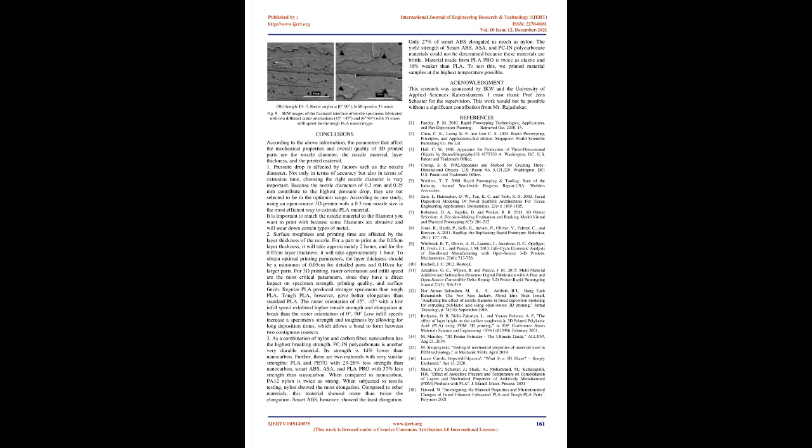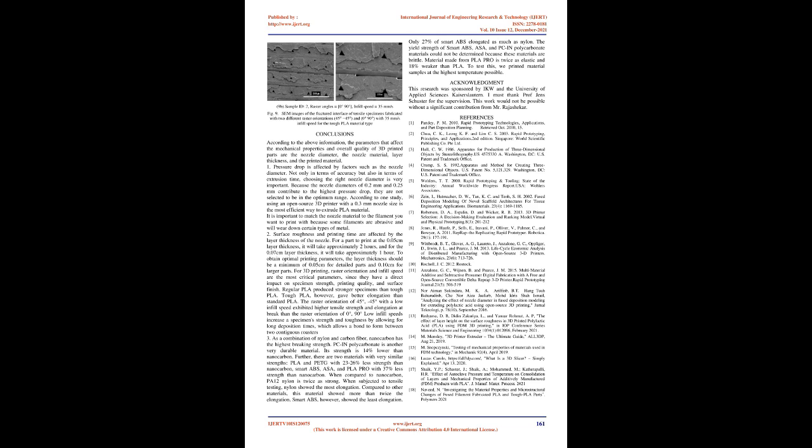To obtain optimal printing parameters, the layer thickness should be a minimum of 0.05 cm for detailed parts and 0.10 cm for larger parts. For 3D printing, raster orientation and infill speed are the most critical parameters, since they have a direct impact on specimen strength, printing quality, and surface finish. Regular PLA produced stronger specimens than tough PLA. Tough PLA, however, gave better elongation than standard PLA.